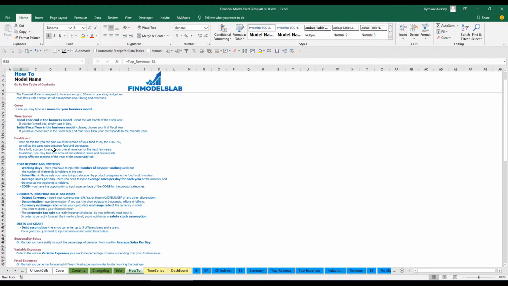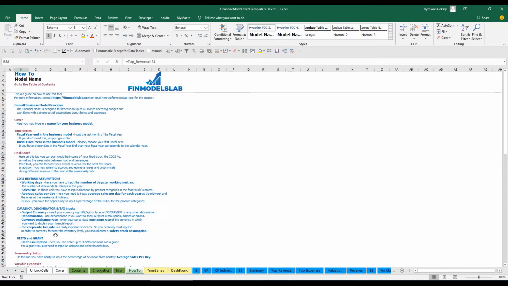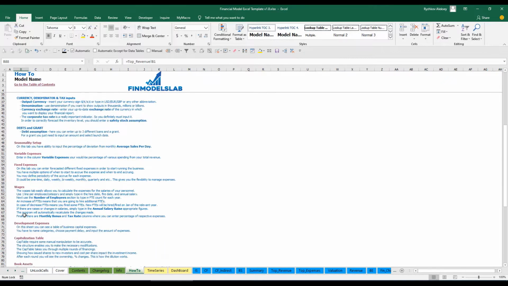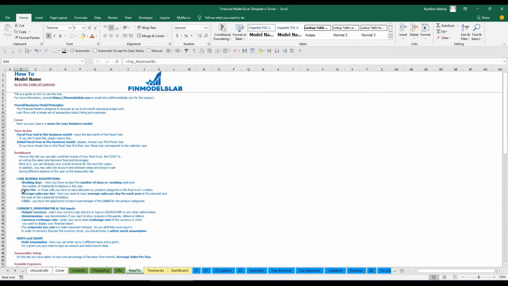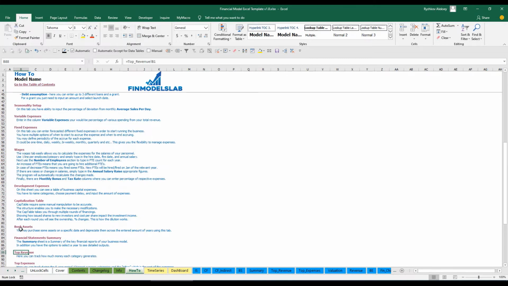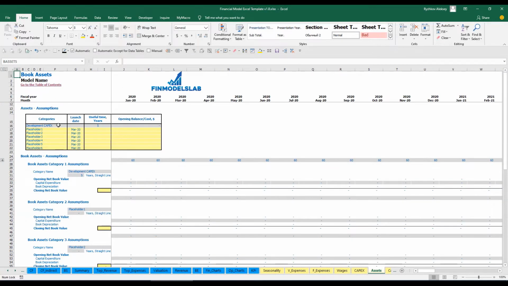How To and see a more detailed explanation of what each tab does, what inputs you may find on this sheet and what kind of outputs you may find on this sheet as well. Any header of this section is also clickable, so you may click on, for example, Book Assets and you go directly to this tab.